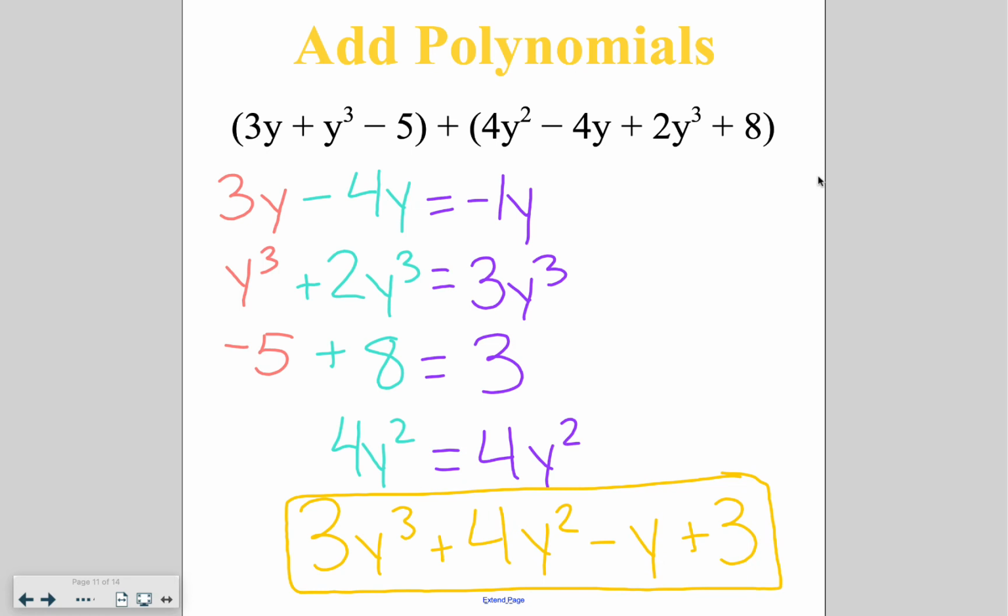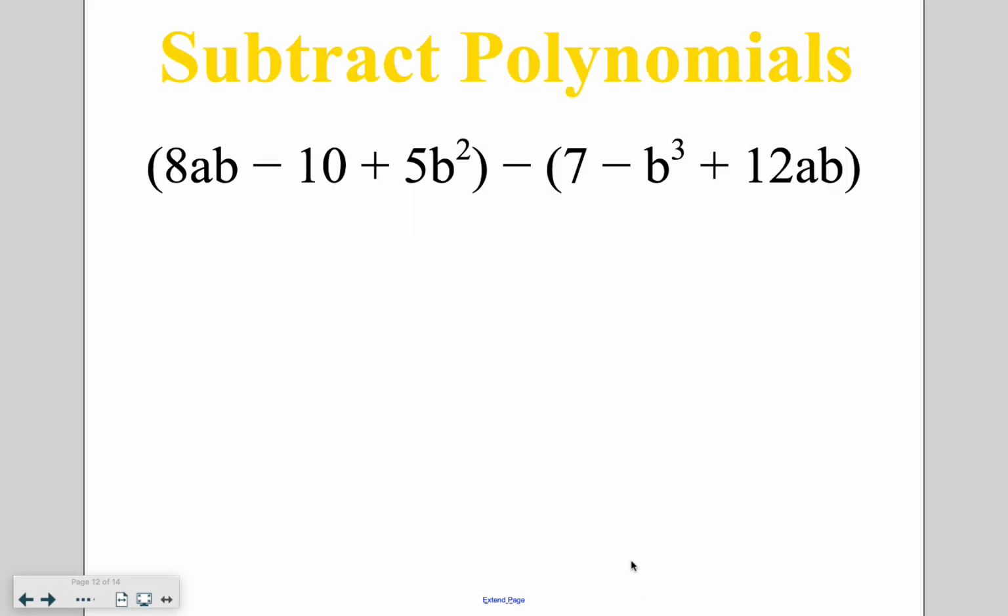So we added each of our different pieces to give us a final answer of 3y to the third plus 4y squared minus y plus 3. If you said minus 1y, that is also okay. Same idea is going to apply if we are subtracting our polynomials.